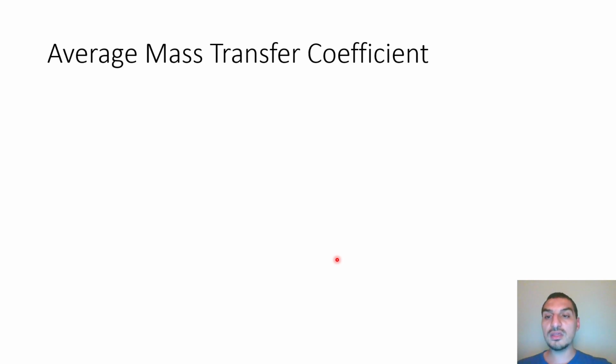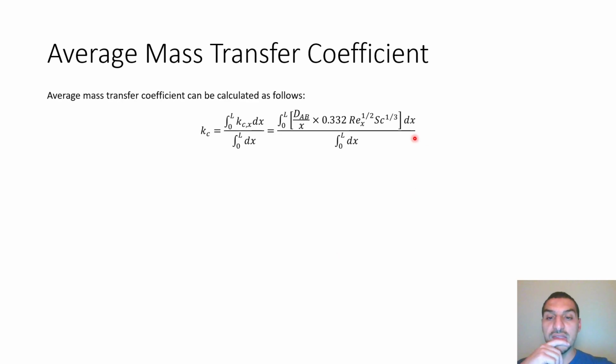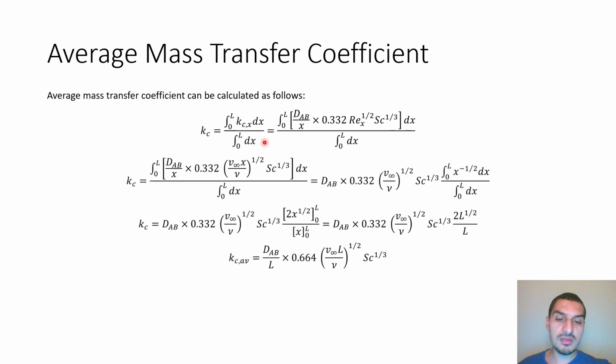To get the average mass transfer coefficient of a flat surface, we get the average by integrating k dx divided by the integration of dx, and this is just some mathematics. If we do the math, which is just getting the parameters together, doing the integration and simplifying the equation, we will reach this form: Sherwood number equals Kc multiplied by L divided by DAB, which equals 0.664 Reynolds to the power half, Schmidt to the power 1 over 3. And this is the exact solution based on the boundary layer analysis for the mass transfer coefficient in the case of a flat plate under laminar flow.